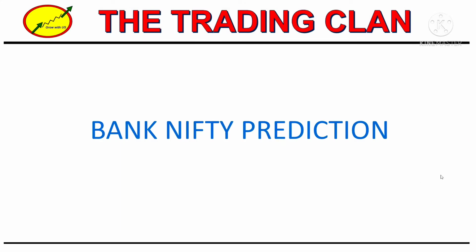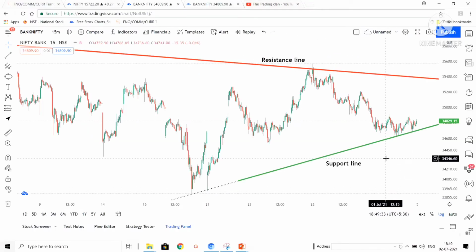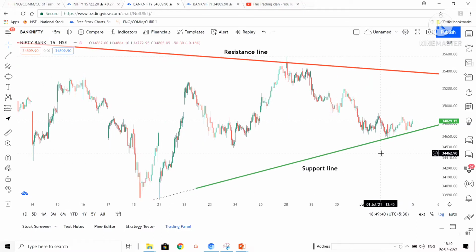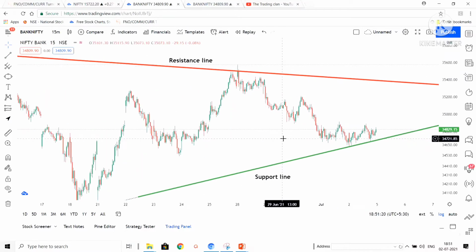Let's move on to the BankNifty prediction. First, we will open the BankNifty in our trading view window. I have opened the 15 minutes time frame chart. Here I have marked the resistance and support line. The reason for the 15-minute time frame is we can clearly see the direction change in the market.